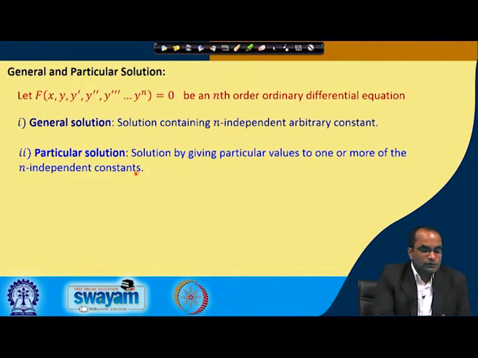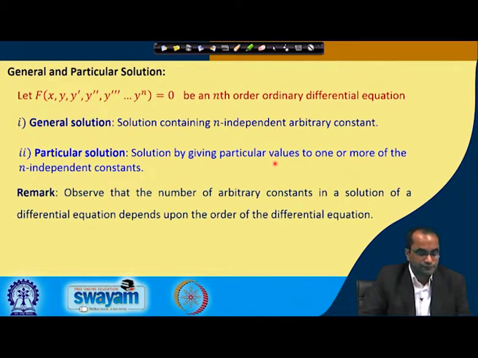So, here the particular solution means the solution obtained by giving particular values to one or more of the independent constants. Usually that is done from the physical model, where some extra conditions are given based on the physics of the problem, and then we can compute some or all of these constants. The solution now does not have any independent arbitrary constant, which we call the particular solution.